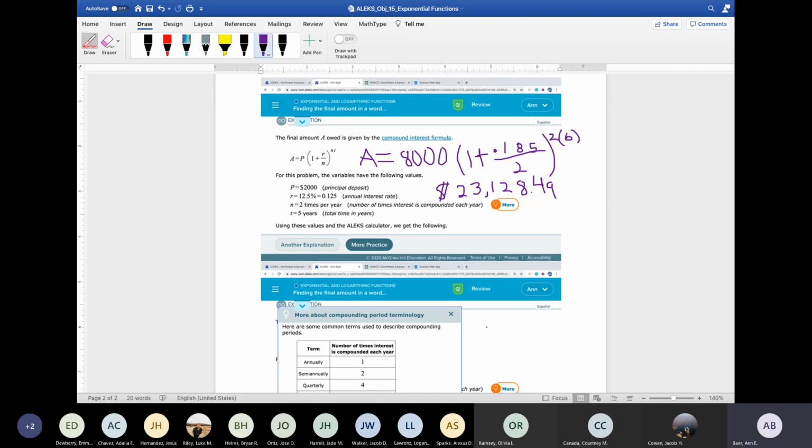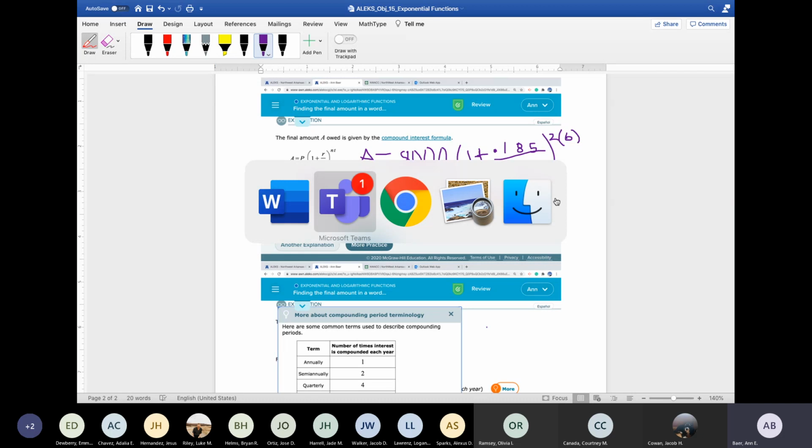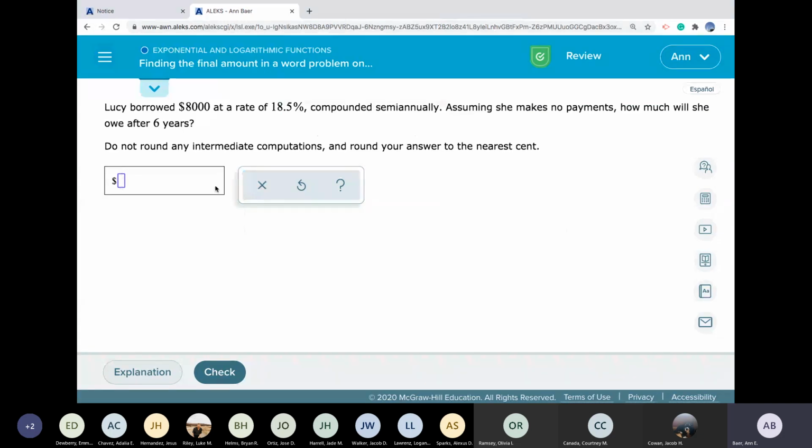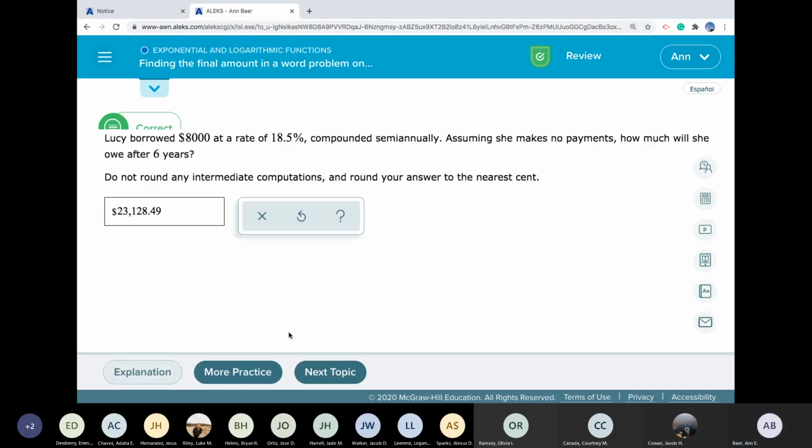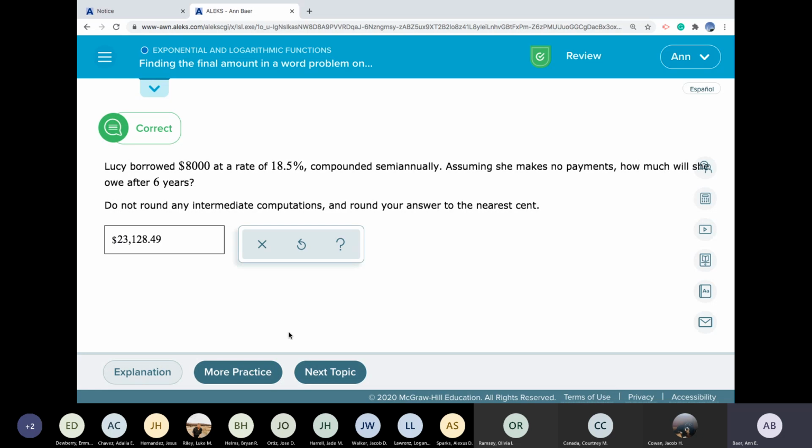So the answer I got, $23,128.49. So I'm going to go and enter that into Alex. Hopefully Alex will have saved my spot. 23. They like commas. 128.49. Check. Any question on a particular topic? Finding the final amount in a word problem on compound interest.